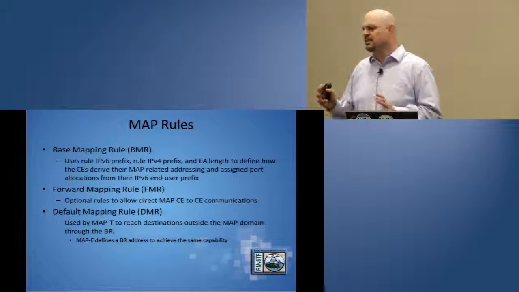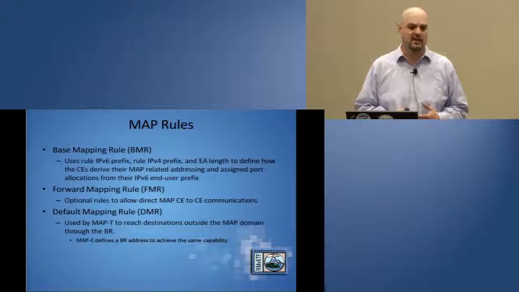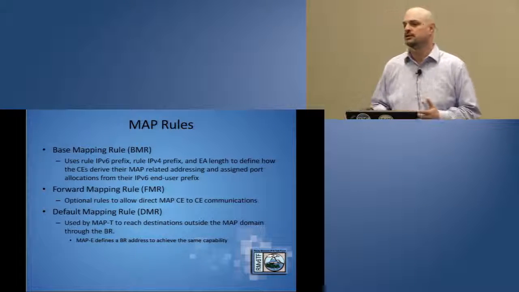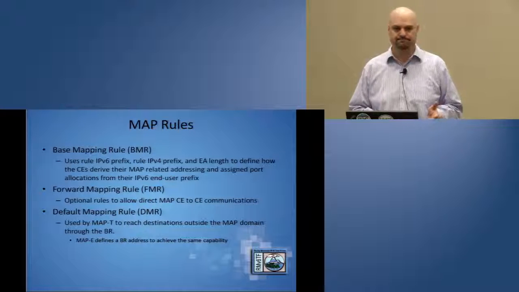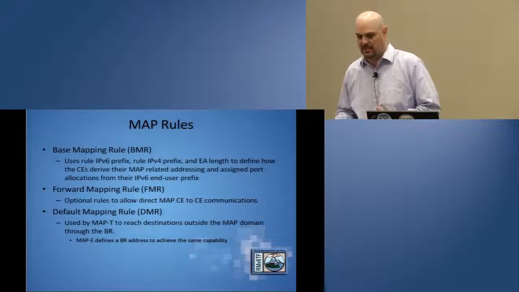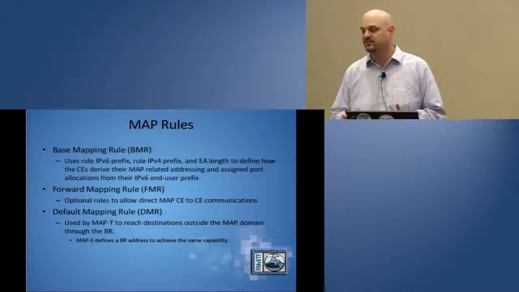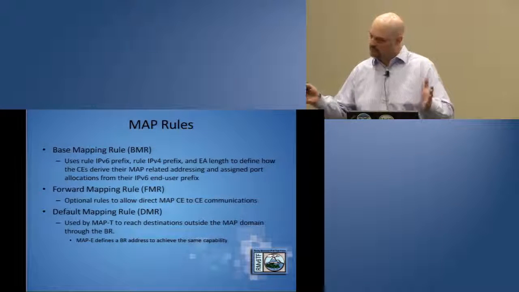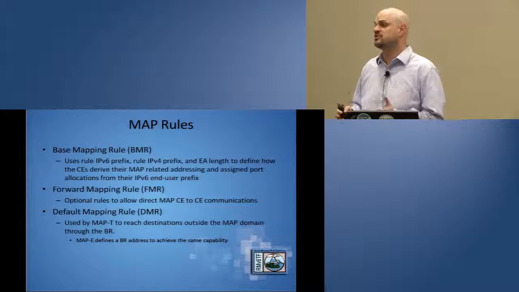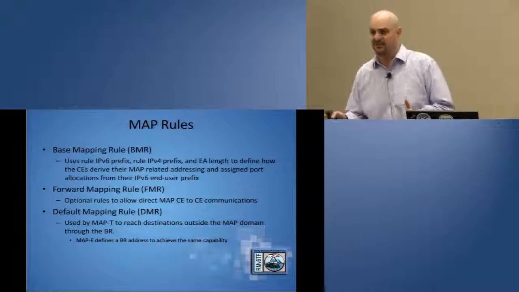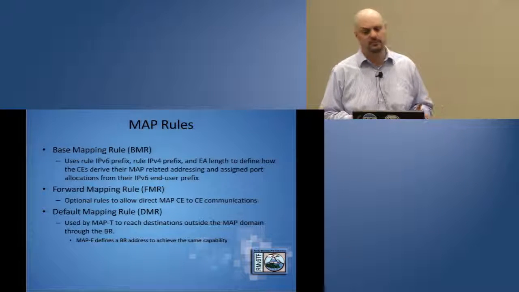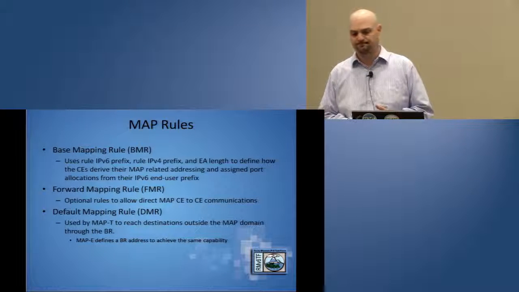So one of the interesting things and one of the attractive things for me about MAP is it seems like there should be a control plane between the CPE and the BR, but there isn't one. MAP operates on the notion of shared rules and shared algorithms. And these are some of the rules. You have your base mapping rule, the stateless rules, correct? You have your base mapping rule, and that allows, for instance, the CE to determine, based on the prefix that it was delegated, what is its public IP address? What is the set of ports that it should use?